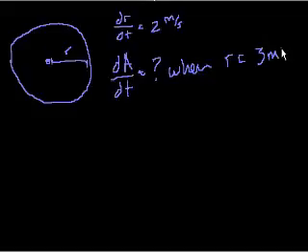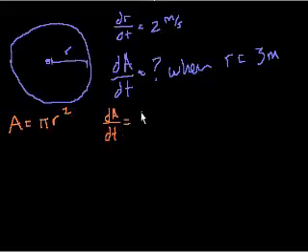Do we know any relation between the area of this circle and the radius? Well, yes, we do. Area is equal to pi r squared. And we want to figure out the rate at which area changes with respect to time. So what does the chain rule tell us? The rate at which A changes with respect to t is equal to the rate at which A changes with respect to r, times the rate at which r changes with respect to t.